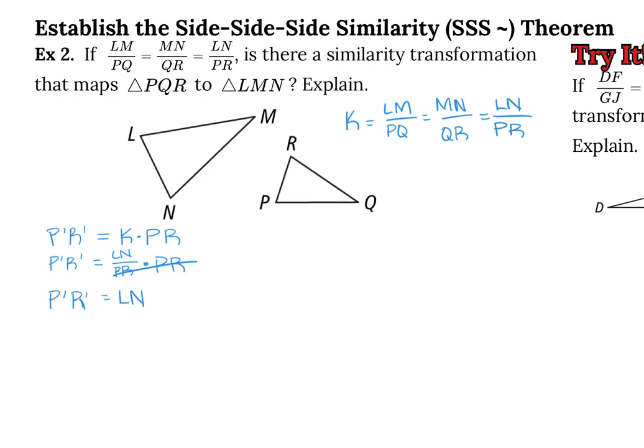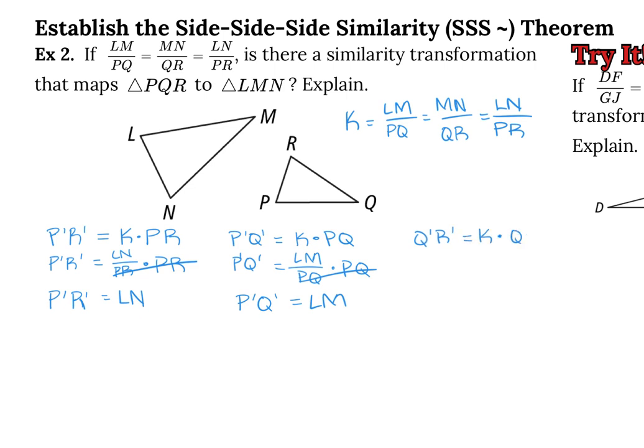Okay, next one, PQ. P prime Q prime would equal K times PQ. Well, for this one, I want to plug in the one with PQ in it. So LM over PQ times PQ. Those cancel out, so P prime Q prime will equal LM. And then finally, QR, Q prime R prime, so this one would be MN over QR. That cancels out. So Q prime R prime equals MN.